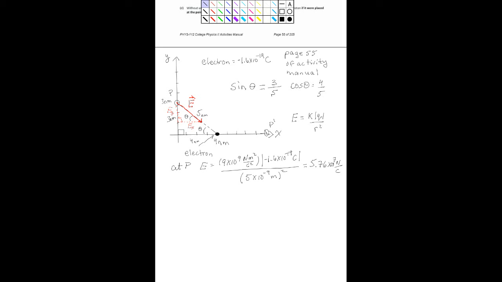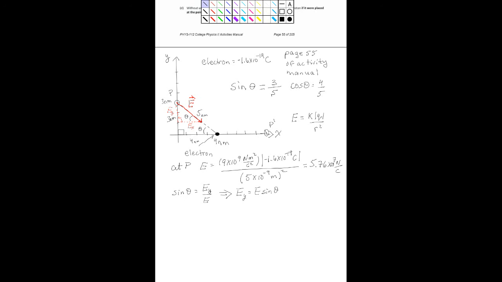Now what we're asked for is the magnitude of the x and the y components. So how do we get the x and the y components? Well, we get those from sine and cosine. From our red triangle, we can see that sine of theta is equal to the opposite side, EY, over the hypotenuse, which is E. So I could solve for EY. EY is just E times sine of theta.